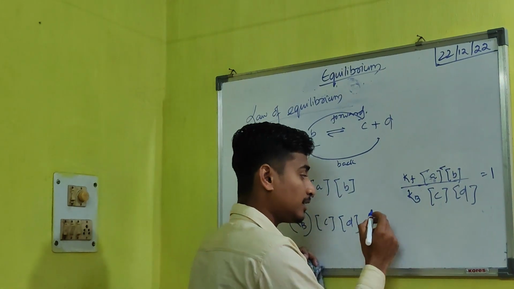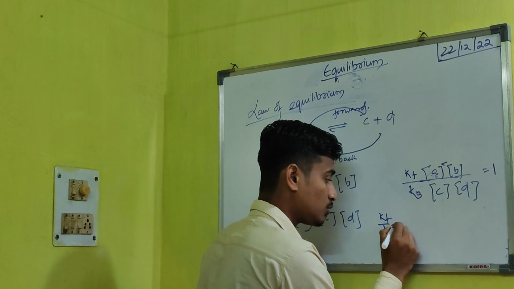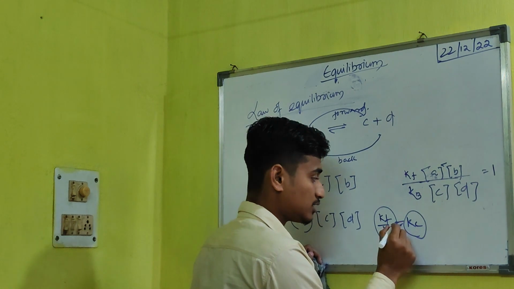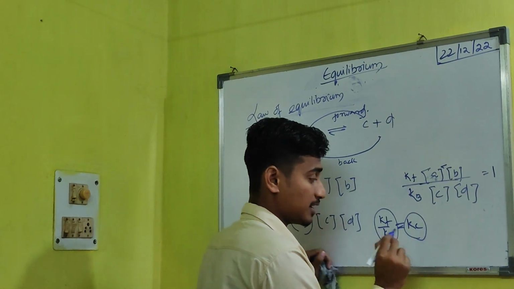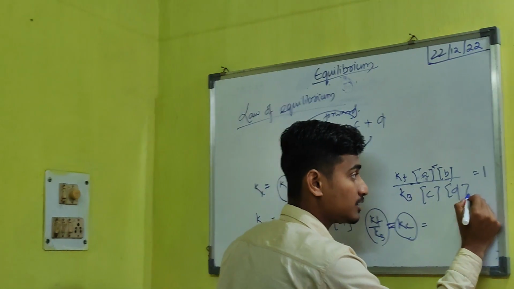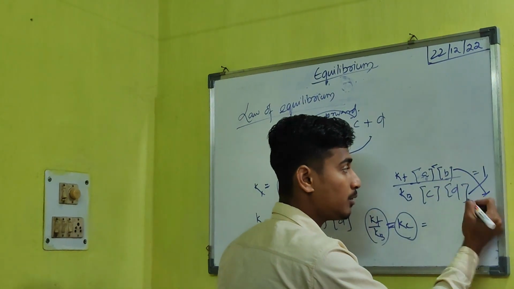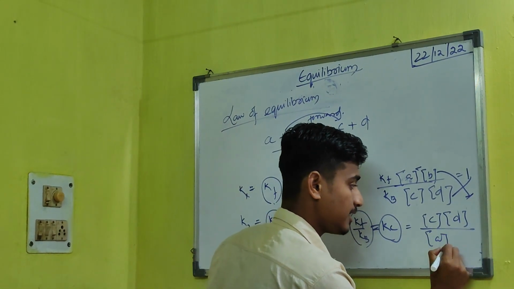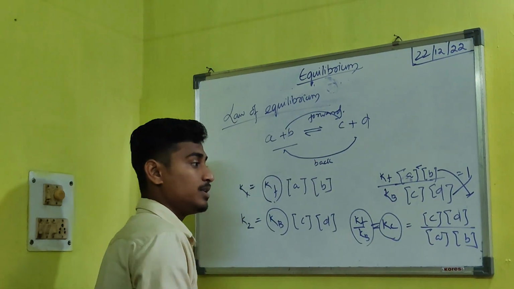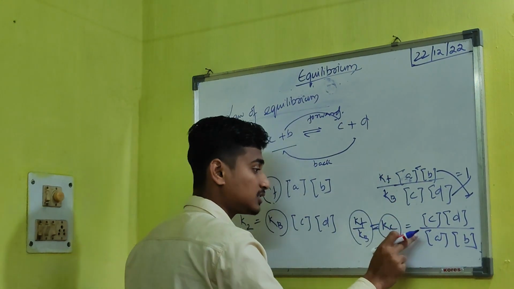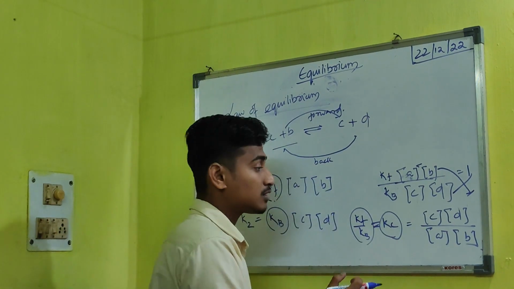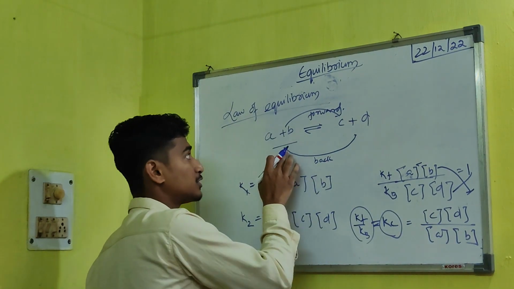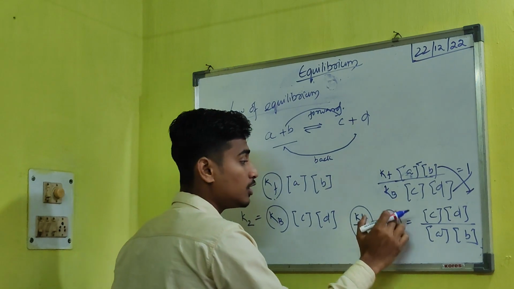We can take the constant Kf by Kb, which is Kc, the equilibrium constant. It is a constant. This one comes on the numerator side and this one on the denominator side: C D by A B. This one is the product side and this one is the reactant side. The multiplication of the molar concentrations of the product side divided by the multiplication of the molar concentrations of the reactant side is our equilibrium constant.